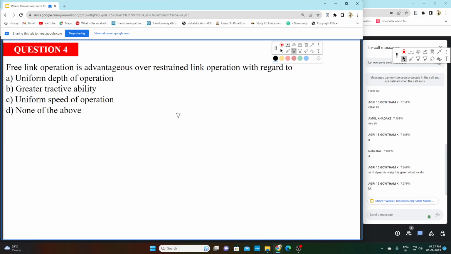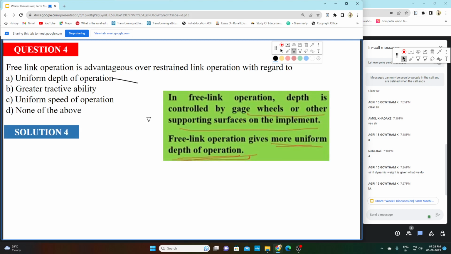Okay, now this question: the free link operation is advantageous over restrained link operation with regard to: A, uniform depth of operation; B, greater tractive ability; C, uniform speed of operation; or D, none of the above. Any guesses for this, or anyone? Uniform depth of operation. Any other guesses? Okay, so yeah, very right. Whoever had told, very right.